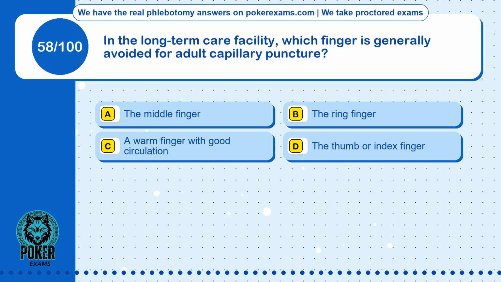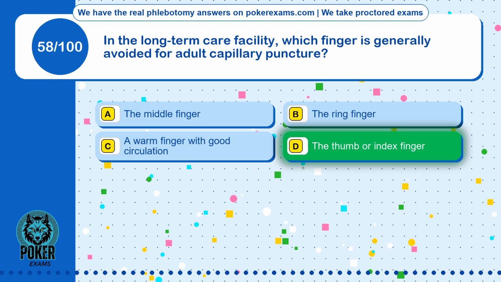Question 58. In the long-term care facility, which finger is generally avoided for adult capillary puncture? Option A. The middle finger. Option B. The ring finger. Option C. A warm finger with good circulation. Option D. The thumb or index finger.